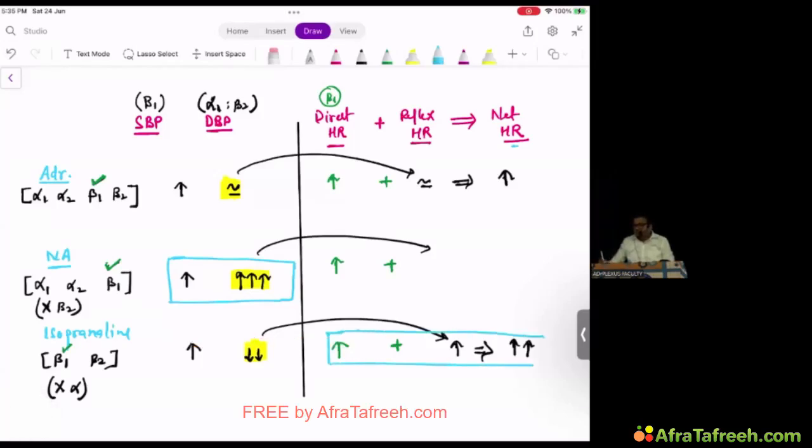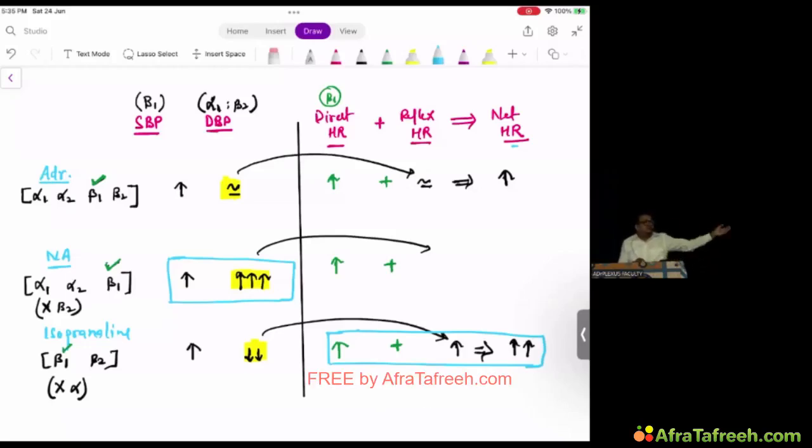A patient comes to you in the emergency with bradycardia. Heart rate is low. Which of the three drugs should be used? Isoprenaline. NA is the drug to increase BP and isoprenaline is the drug to increase heart rate. So what will be the use of isoprenaline? Bradycardia. It is not a drug for shock, but it is a drug for bradycardia.